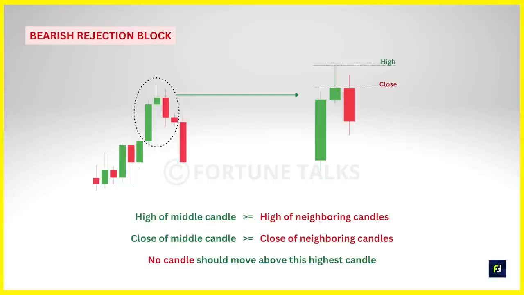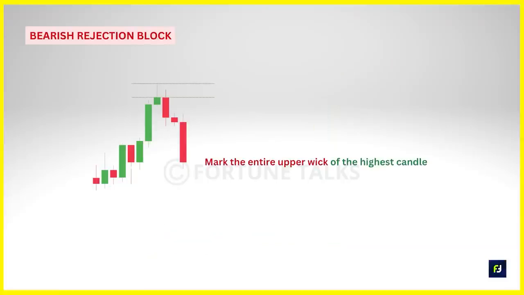The color of the candles doesn't really matter, but what matters is that the high of the middle candle should be higher than the neighboring candles, and the close of this candle has to be higher than or equal to the close of the preceding and succeeding candles. Now, once all these conditions are filled, we can mark the entire upper wick of this highest candle using a rectangle. This will be our bearish rejection block.